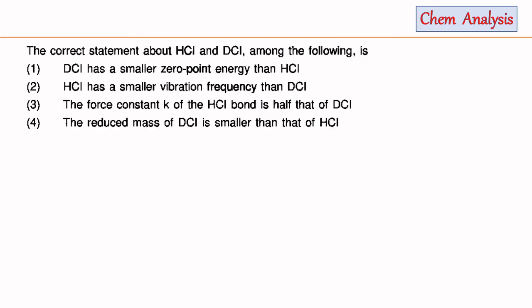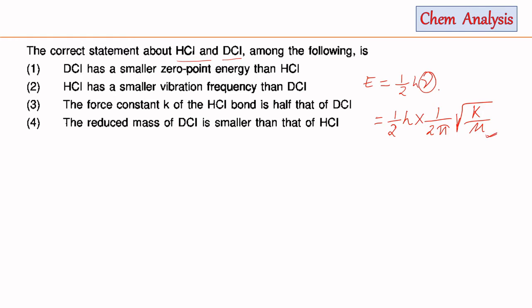Now in this question we can see that 4 options are given and we have to tell the correct option for HCl and DCl. In the first option, it is given that DCl has a smaller zero point energy than HCl. Now the formula for the zero point energy of such a harmonic oscillator is E equal to half into h nu. Now in place of nu we can write half into h into 1 by 2 pi root over k by mu. K is the force constant and mu is the reduced mass.